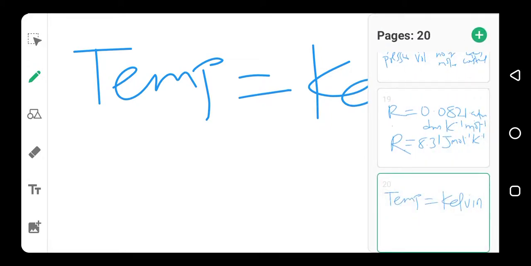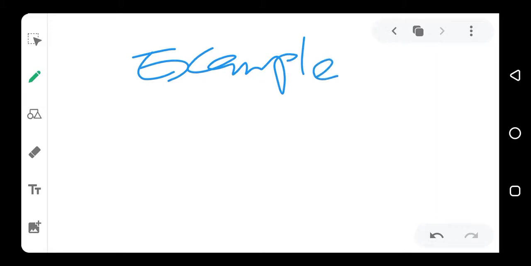Now let us solve some examples. All the examples I'm going to solve are from past WAEC questions. Example 1.